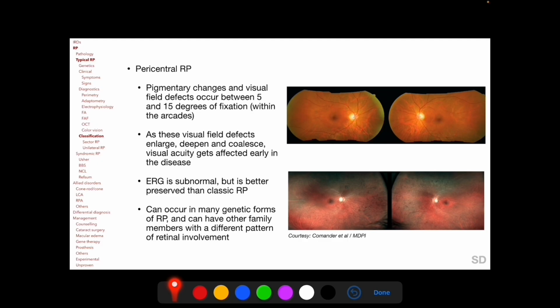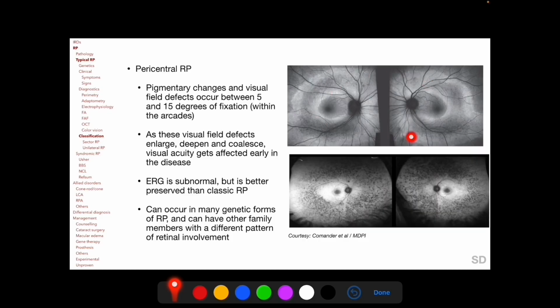And as these visual field defects enlarge, deepen and coalesce, visual acuity gets affected early in pericentral RP. The ERG is subnormal but is usually better preserved in pericentral RP as compared to classic RP. So this pair of wide field images show a case of classic retinitis pigmentosa showing RPE changes and pigment spicules outside the arcades. And this pair of wide field images show a case of pericentral retinitis pigmentosa showing RPE changes and spicules within the arcades.